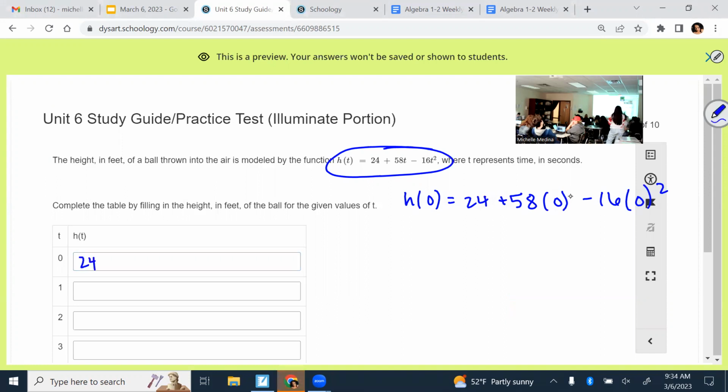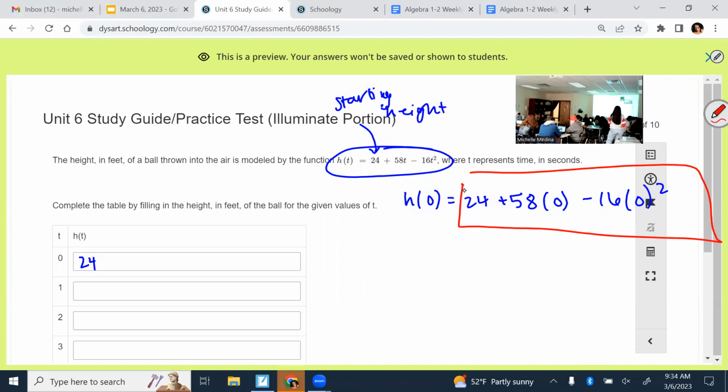So that means at 0 time, what was the starting height? Remember, I told you the constant would always be your starting height. But feel free, all of it can go in the calculator. So put the whole right side of the equal sign in the calculator and you'll get an answer. That is 24. Then just change the t each time. So now we're plugging in 1.